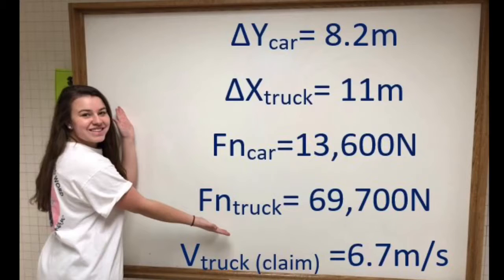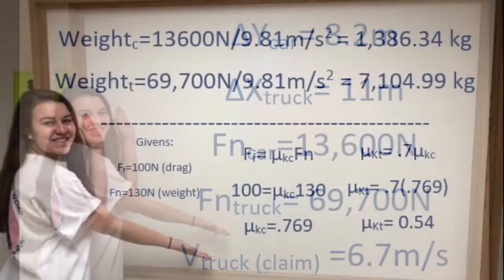The car skidded a distance of 8.2 meters and the truck skidded 11 meters before stopping. We know the weight of the car is 13,600 newtons and the weight of the truck is 69,700 newtons. We know that the truck driver claims to be going 6.7 meters per second at the moment of impact. He said he had started braking.